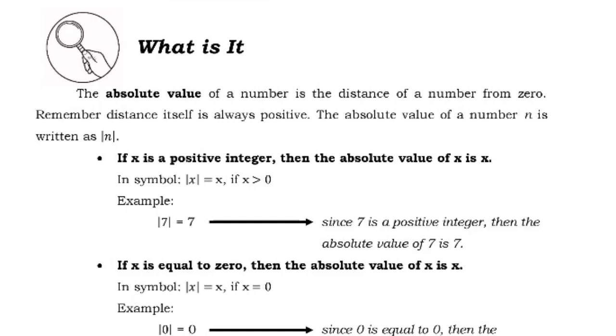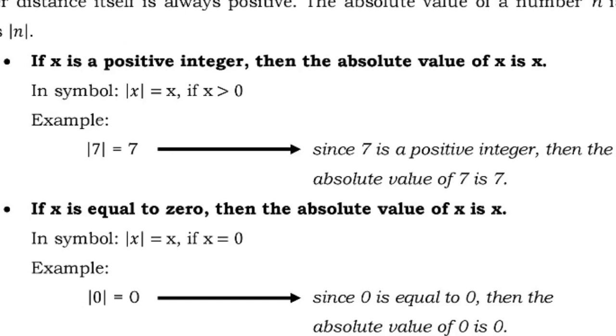So there's no negative distance. The absolute value of a number n is written as absolute value of n. If x is a positive integer, then the absolute value of x is x. In symbol, absolute value of x equals x if x is greater than 0. Example, absolute value of 7 is equal to 7. Since 7 is a positive integer, the absolute value of 7 is 7. Another example is absolute value of 10.